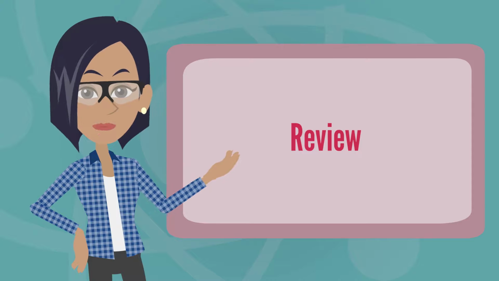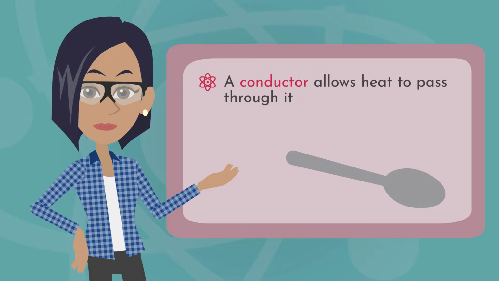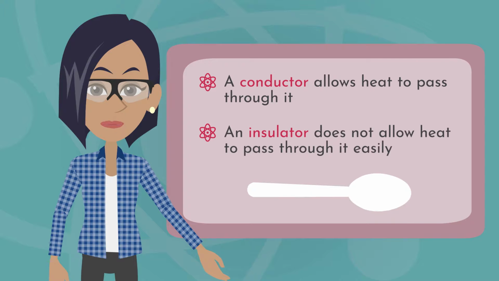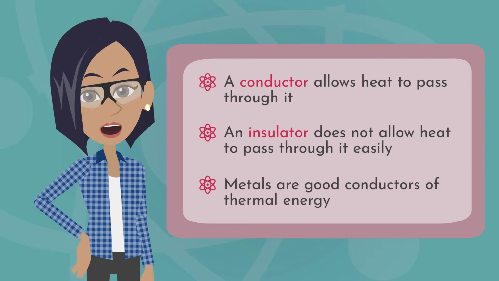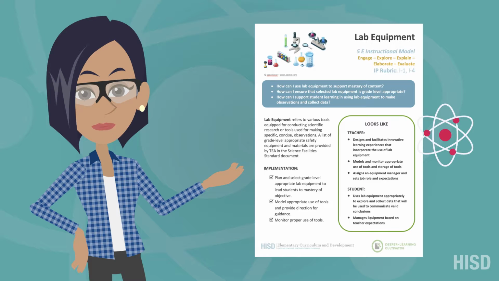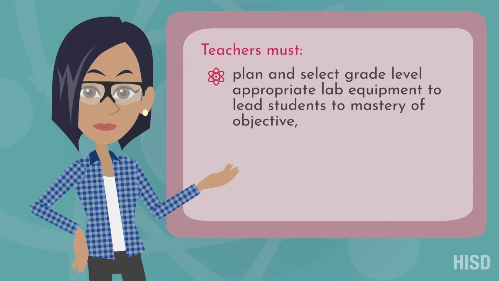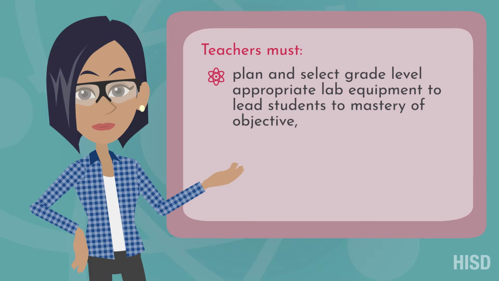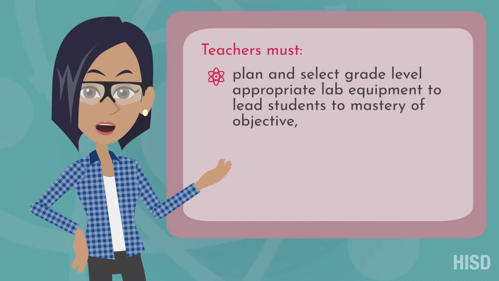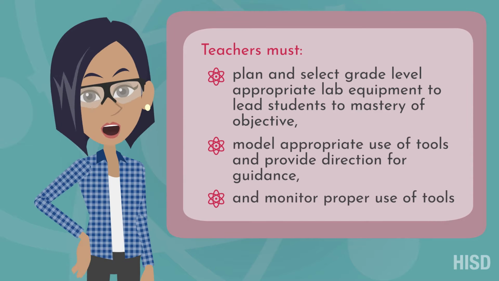Let's review our investigation. We learned that a conductor allows heat to pass through it. We learned that an insulator does not allow heat to pass through it easily. We learned that metals are good conductors of thermal energy, and we reviewed one of HISD best practices, lab equipment. We reviewed that teachers must plan and select grade level appropriate lab equipment to lead students to mastery of objective, model appropriate use of tools, and provide direction for guidance and monitor proper use of tools.